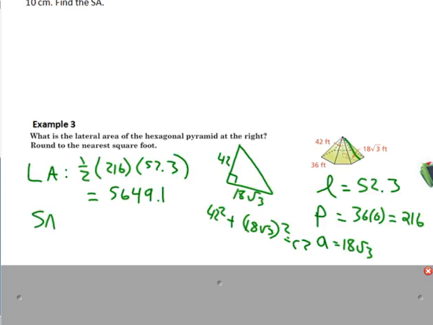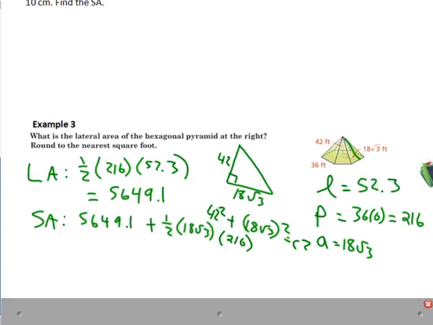For surface area, we have to add the area of the base. So we add 5,649.1 plus 1/2 the apothem, which we said is 18 square roots of 3, times that perimeter again, which is 216. As I'm going, I'm leaving these things in my calculator so they're not rounded so much. It was 5,641.133031. That's still in my calculator.